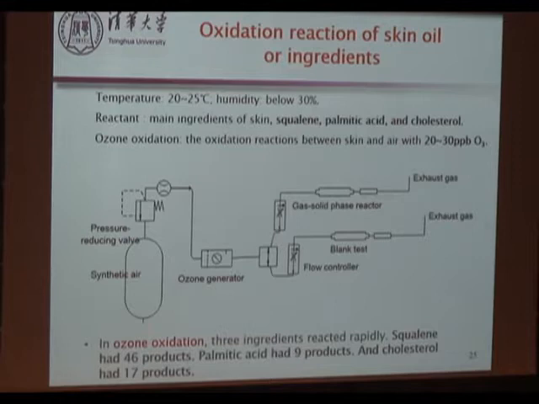And then we did a separate measurement and tried to expose these components to a certain amount of ozone, and then we found out the reaction. So here are the very brief results. We found many, many products, and that can basically explain the overall reaction between the ozone and the human surface.